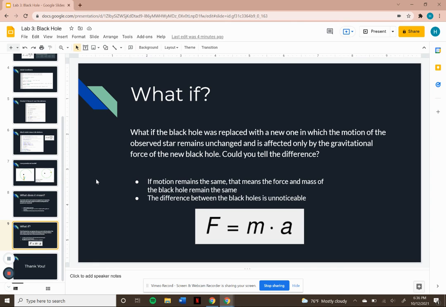What if the black hole was replaced with a new one, in which the motion of the observed star remains unchanged, and is affected only by the gravitational force of the new black hole? Could you tell the difference? If motion remains the same, that means that the force and mass of the black hole remain the same, meaning the difference between the black holes is unnoticeable. We know this using this formula, force equals mass times acceleration, because if the motion remains the same, that means acceleration stays the same, meaning that the force and mass also are unchanged.